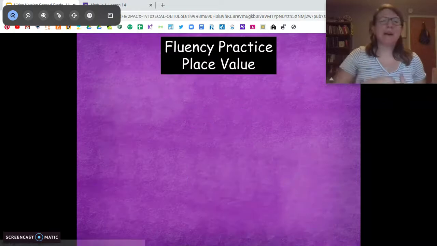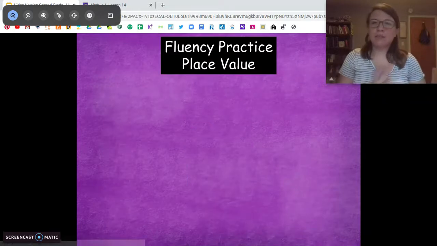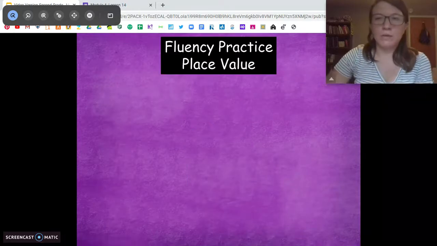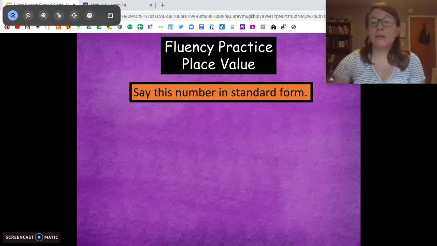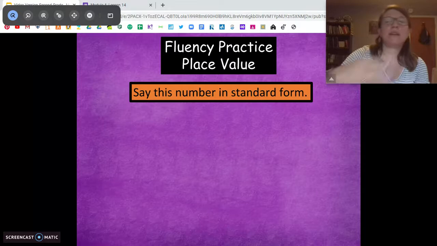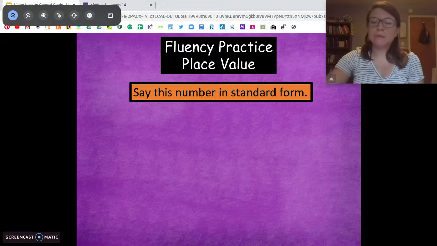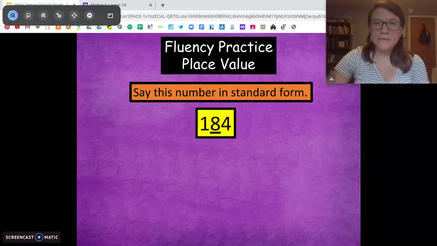Excellent job. All right, you can put your paper to the side. We're just going to review a little bit of place value before we get into more subtraction. So I'm going to show you a number. I want you to say it in standard form. Remember, standard form is when you just say the number. So what number is that?